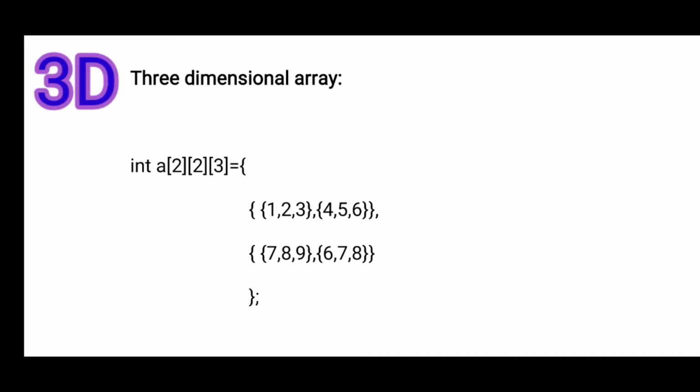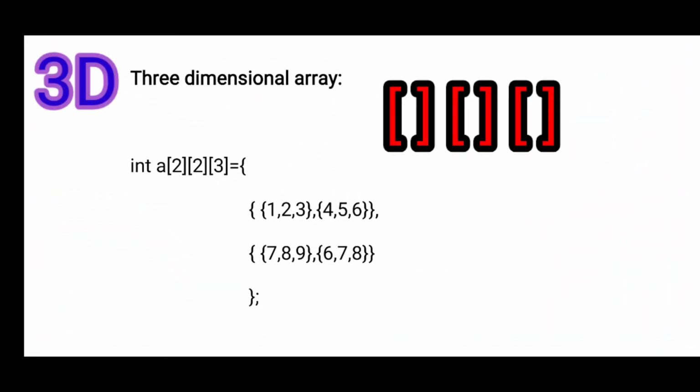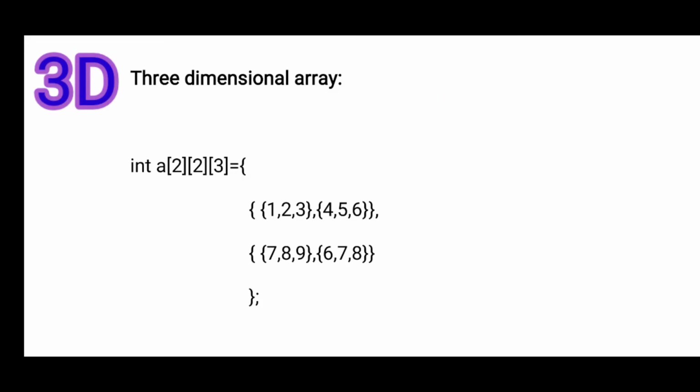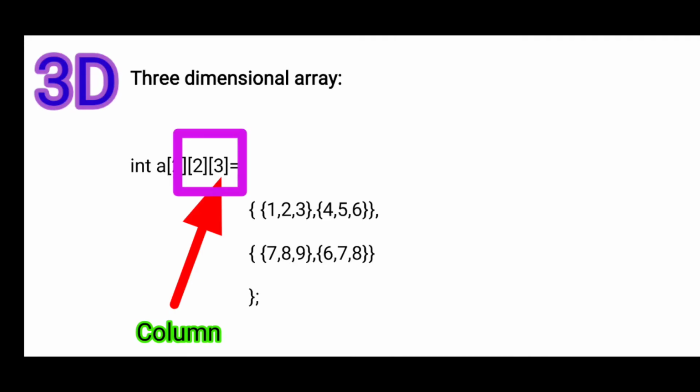Now three-dimensional array. If the array has 3 square brackets, that is 3 subscripts, then it is known as three-dimensional array. Here the integer array A has 3 dimensions. As usual, the rightmost subscript is column. In any dimensional array, at first you should think of it as a two-dimensional array. Here 2 and 3 is a two-dimensional array, 2 rows and 3 columns. Here 1, 2, 3, 4, 5, 6 is a two-dimensional array.